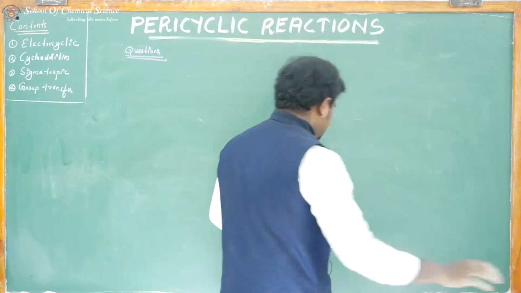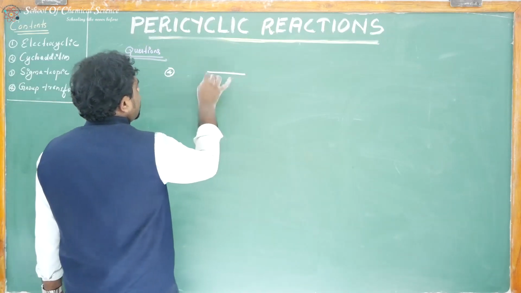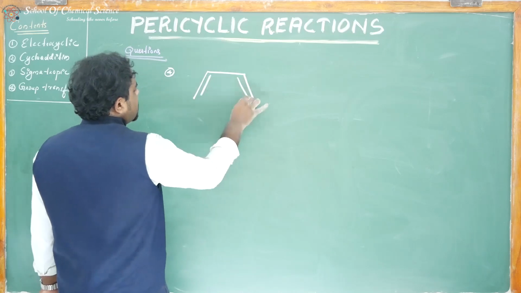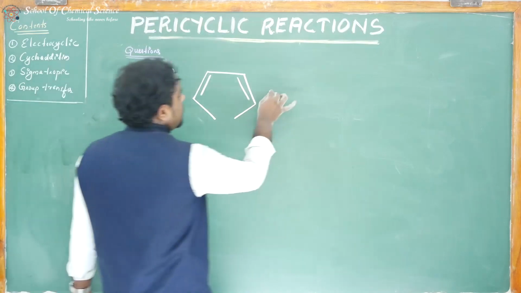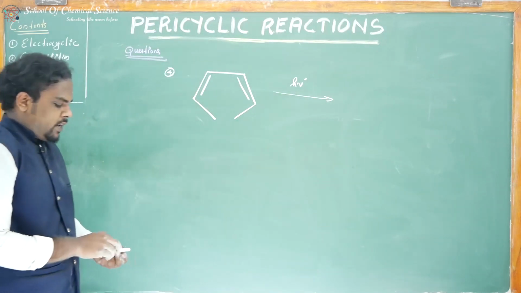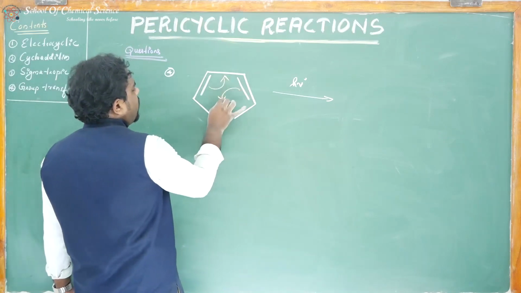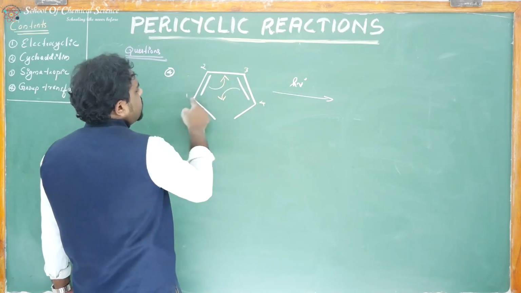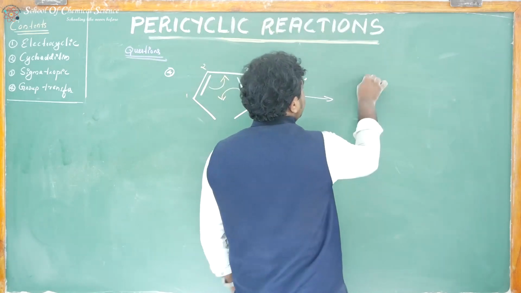Another example. Fourth one. A 4n system under photochemical condition. What is the product? Electrocyclization takes place and you will get a 4-membered ring. 1, 2, 3, 4, a bond is formed between the first and the fourth carbon. So the product is.